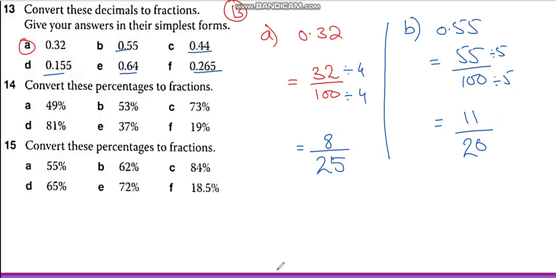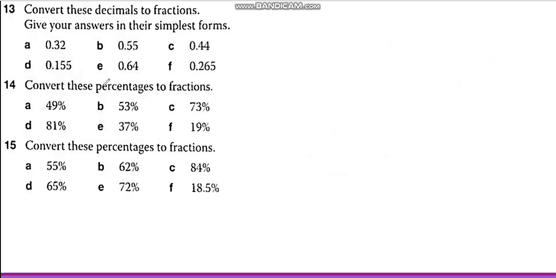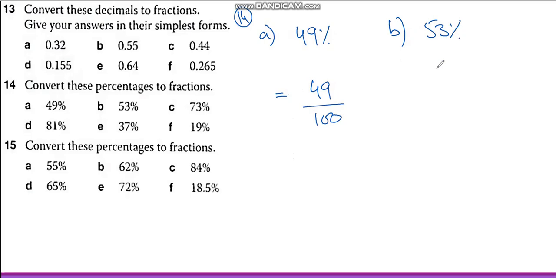In question number 14, it says convert these percentages to fractions. In A part, we have to convert 49% into a fraction. We apply the same strategy: to convert into a fraction, we divide by 100. 49 divided by 100 will be the fraction. Again, in B part, we convert 53% into a fraction, where we just replace the percentage symbol with division by 100.